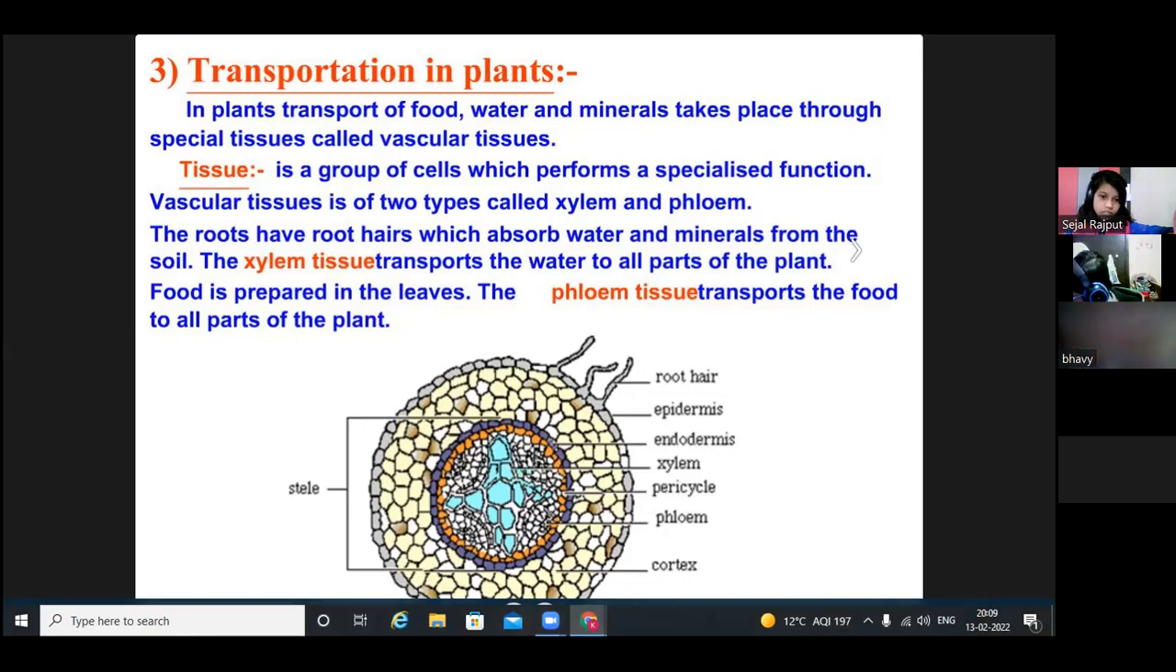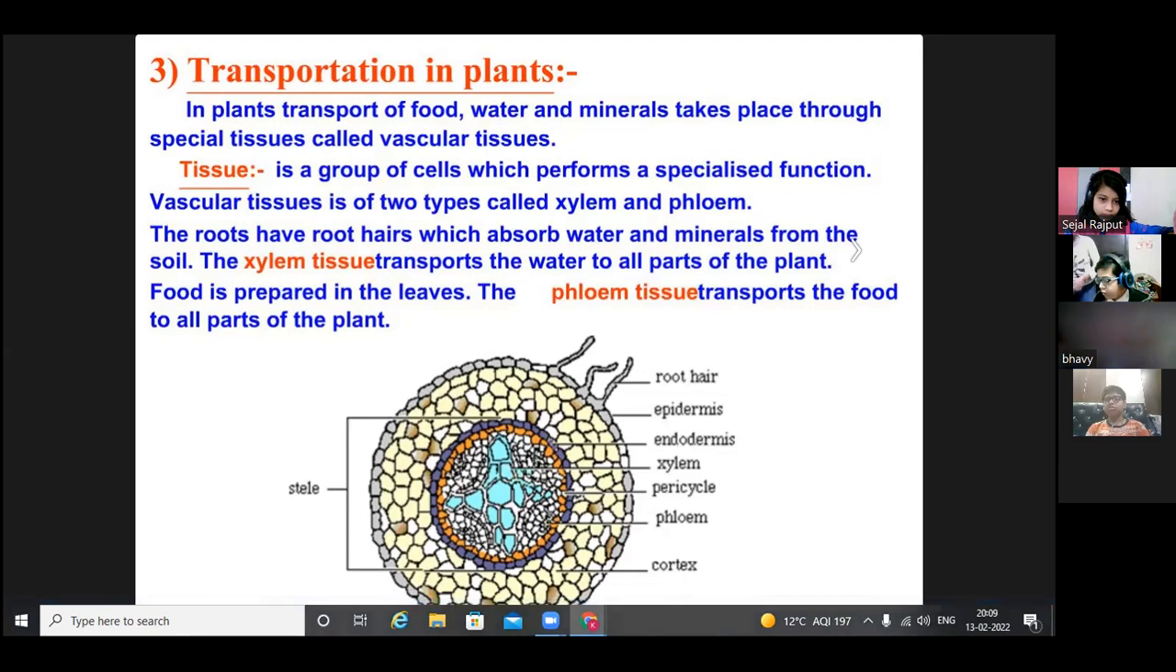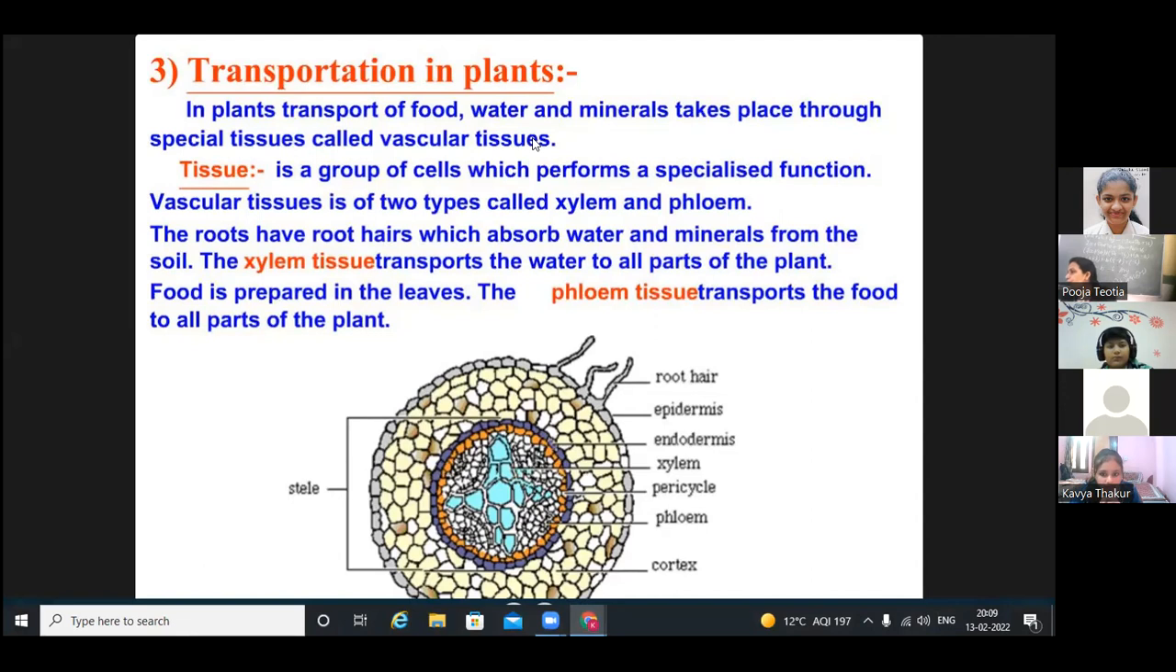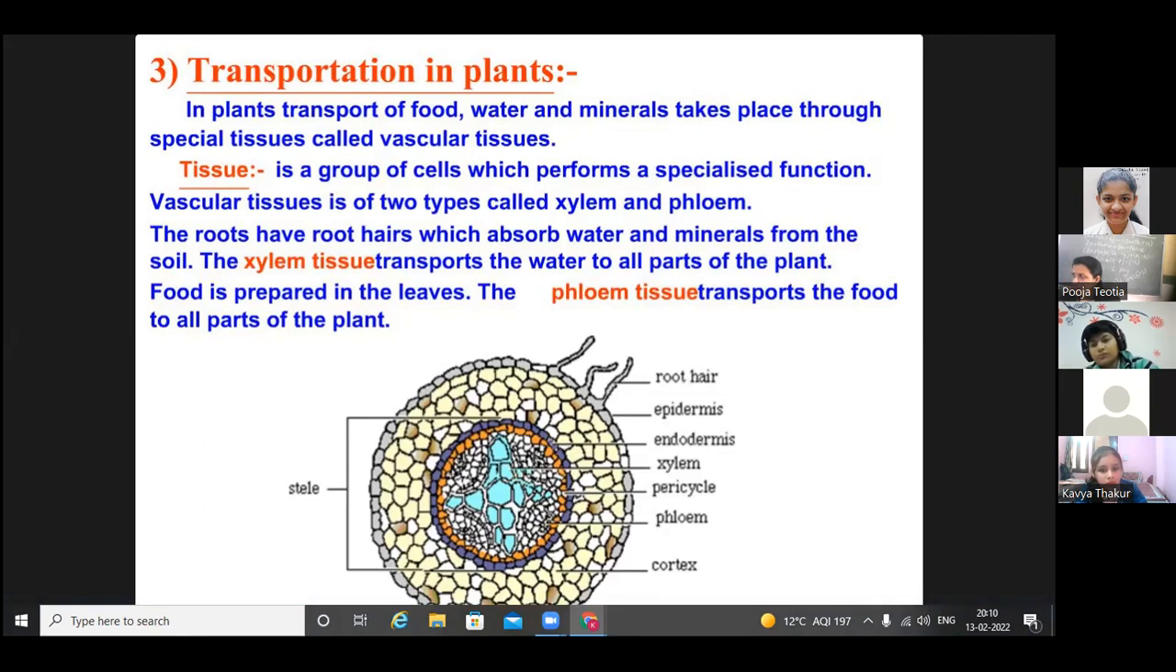Yes, Vedika? Read this, transportation in plants. Okay, ma'am. Transportation in plants. In plants, transport of food, water, and minerals takes place through special tissues called vascular tissues. A tissue is a group of cells which perform a specialized function. Vascular tissue is of two types called xylem and phloem.